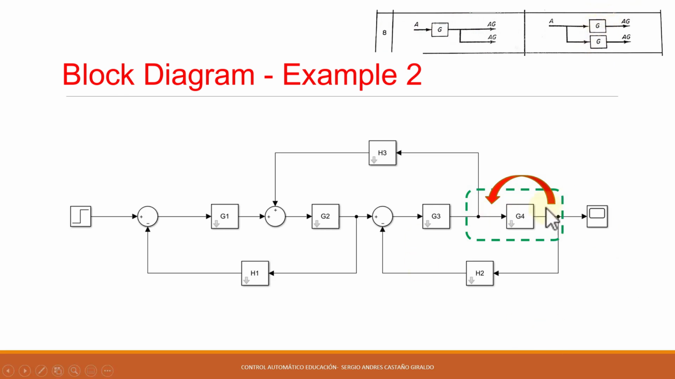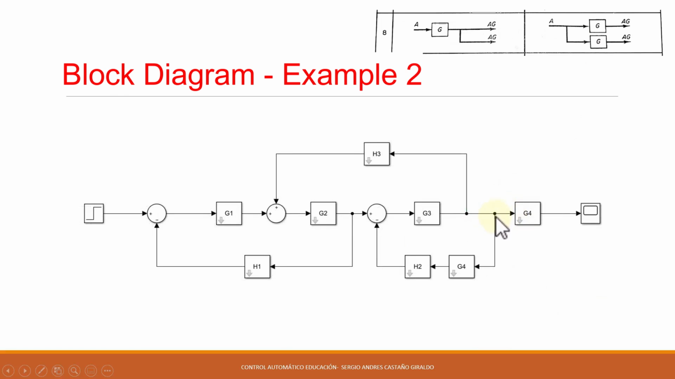So let's do that. We're going to move this branching point to the left side of G4, and this G4 needs to go into the feedback path, meaning it should be placed here in the feedback loop alongside H2. If we do that, we now move the branching point and place the block G4 in the other branch. So now we have 2 G4s, and we've managed to complete our first operation.